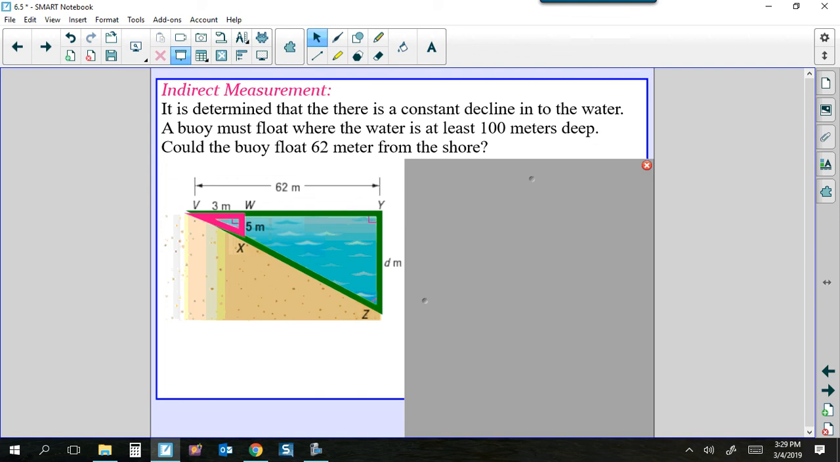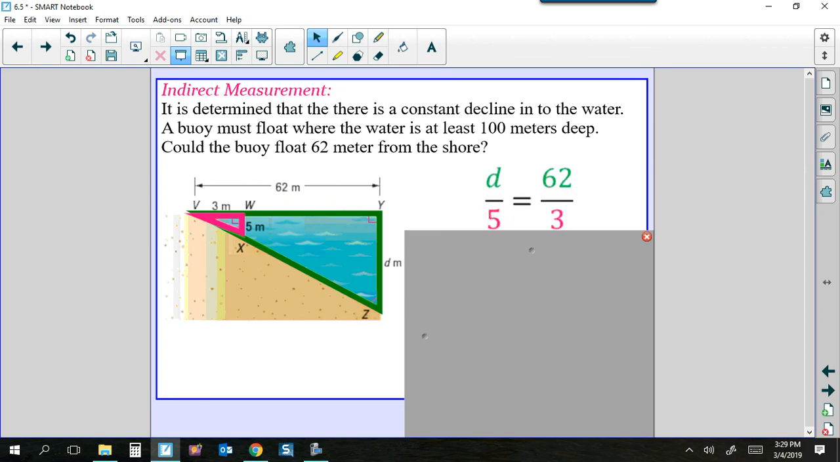Hopefully you're also noticing that this problem is very similar to the one up above, almost like a reflection of the triangle, but pretty much the same thing. So my ratios are going to be big to small, depth and then distance out. You can see that's how I set it up here. We have D to 5 would be the same as 62 to 3. And then from here you will cross multiply.